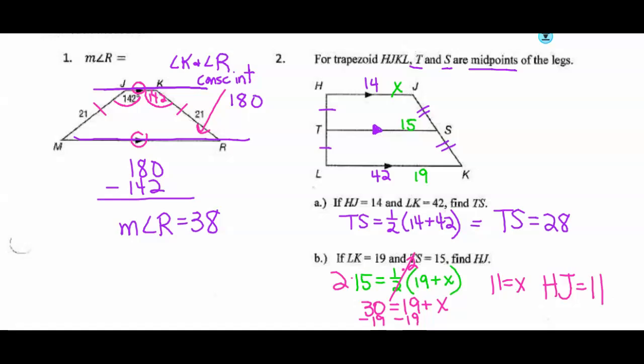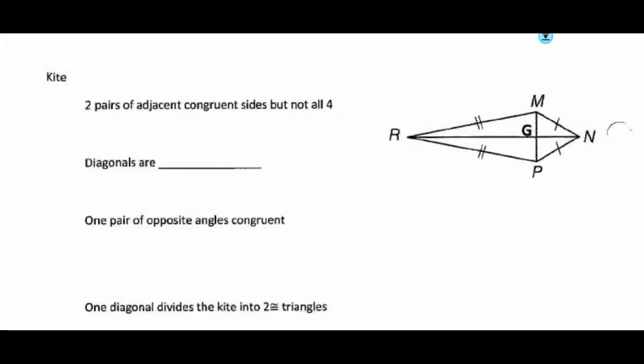We're going to go to the back and now talk about a kite. So this is your last one. A kite has 2 pairs of adjacent congruent sides, but not all 4. So if you look in this picture over to the right, MN is congruent to NP, and RP is congruent to RM, but not all four sides.